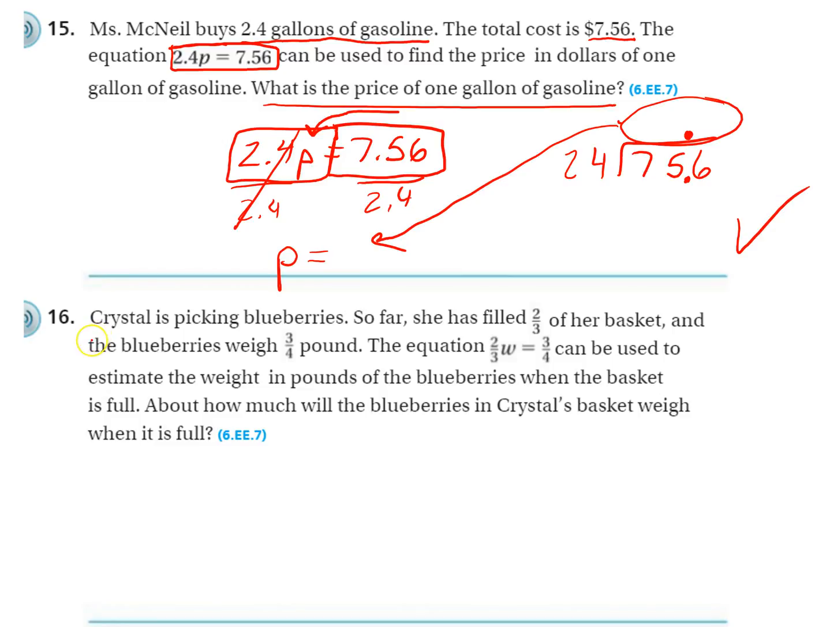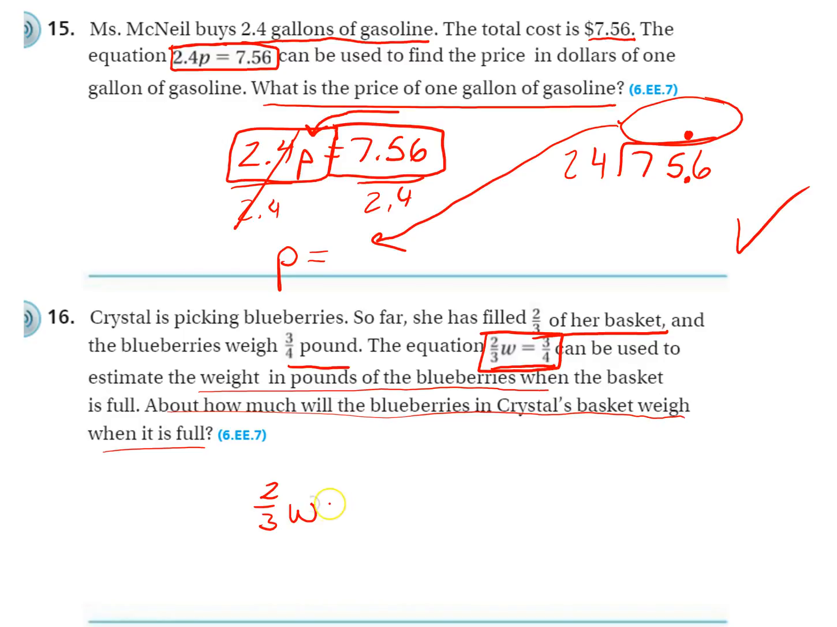Okay. Number 16, Crystal is picking blueberries. So far, she's filled 2/3 of her basket, and the blueberries weigh 3/4 pound. The equation 2/3 W equals 3/4 can be used. This is our key piece of information. They gave us the equation, and it can be used to estimate the weight in pounds of the blueberries, about how much will be in the basket when it's full. Well, they gave us the equation to figure that out.